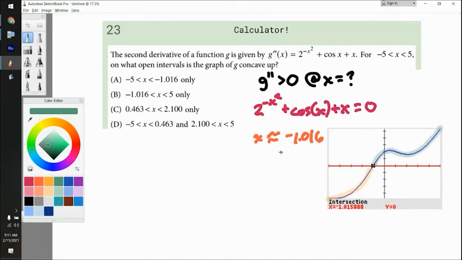So if you wanted, you can just kind of shoot to, well, it's concave up wherever it's positive. So that means it's wherever x is greater than -1.016. But that's just because of the fact that you're on a closed domain, closed interval from -5 to 5. Now, say you wanted to make the number line just for fun. You can do that.